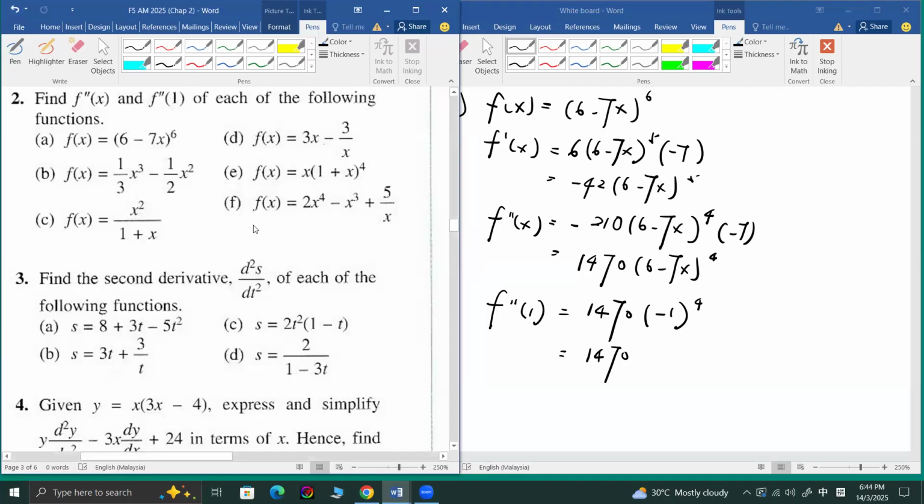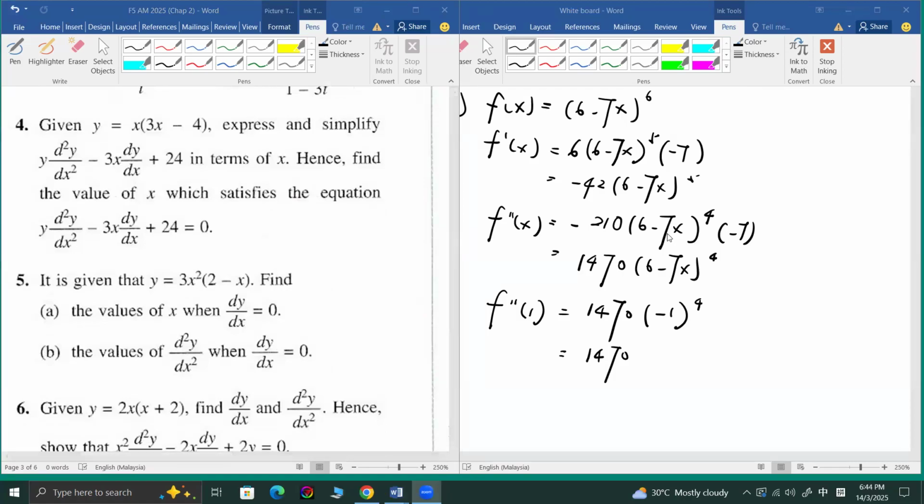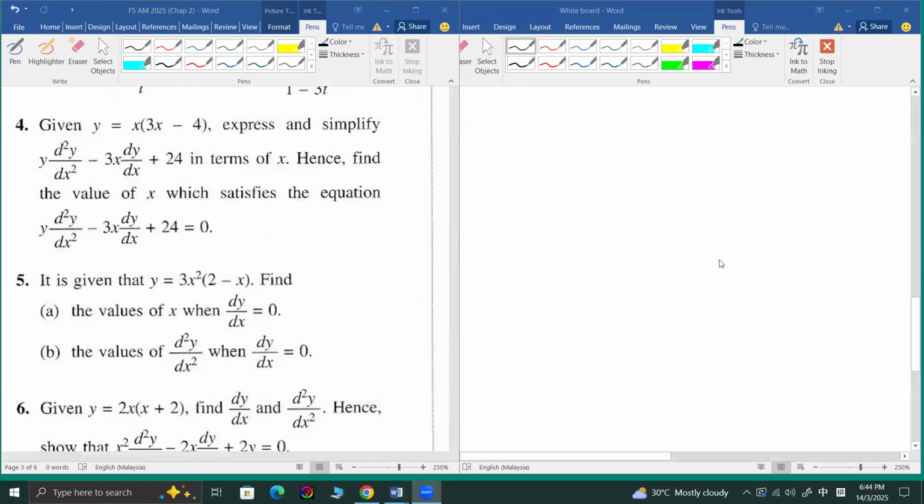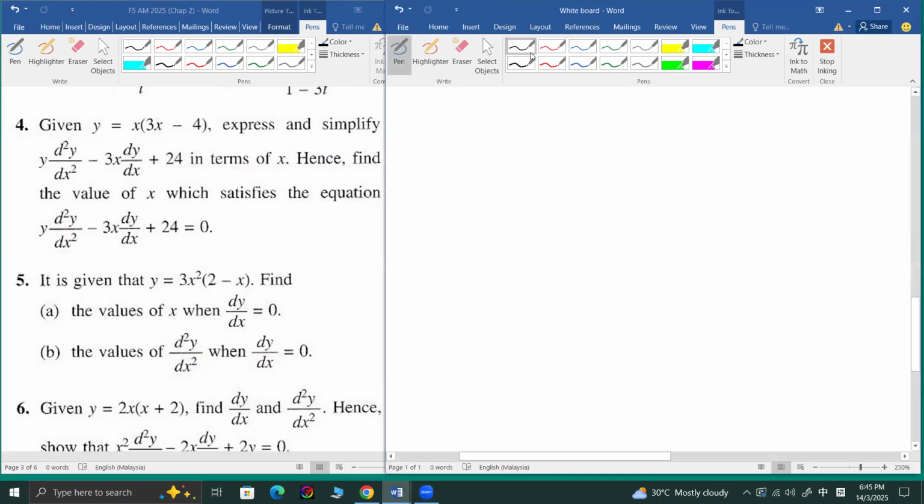Okay, now listen to me, question 4. All done, yeah? Question 4, what is the difference? Yeah, same thing, you see? You're given y. Express and simplify this in terms of x. You can see the second derivative and first derivative here, but you're asked to express in terms of x. Okay, see how I do, class? Question 4, yeah?